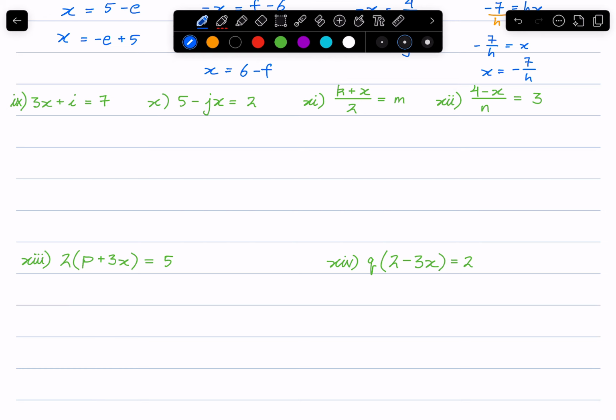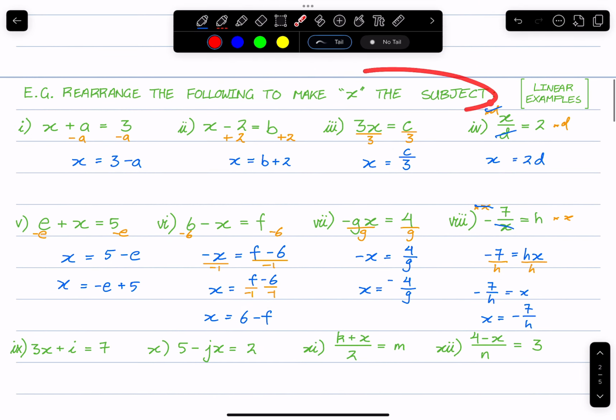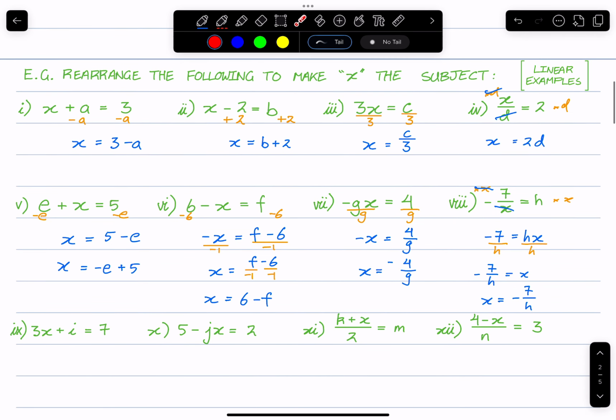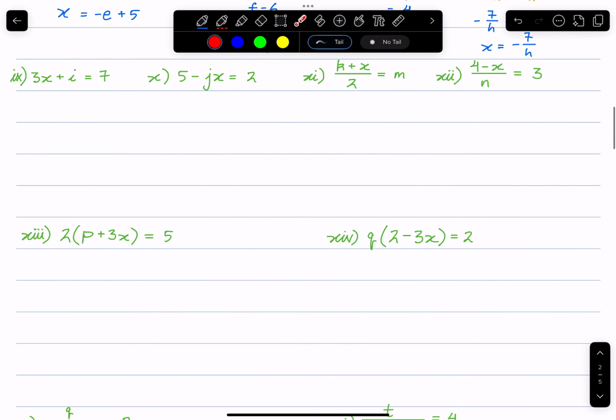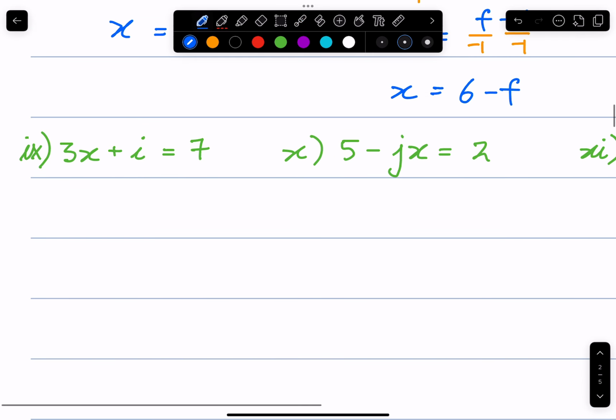Hello class, this is a continuation of examples of rearranging the formula of an equation. In this one, we are still making x the subject. This is just to keep things simple, but remember, the questions might change and choose a different variable instead of x. Okay, so let's move on with the first set of examples here.